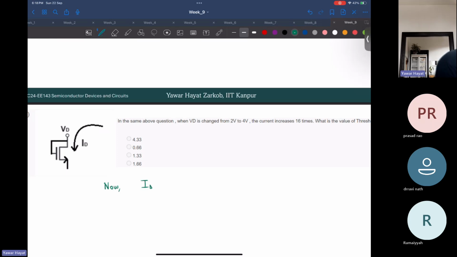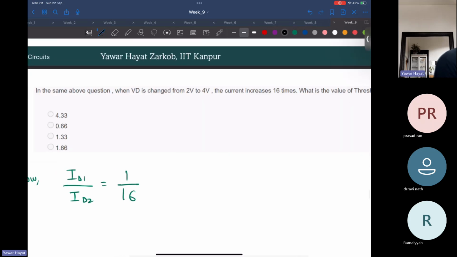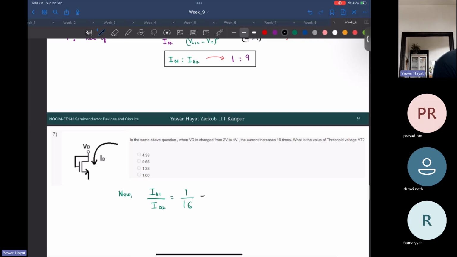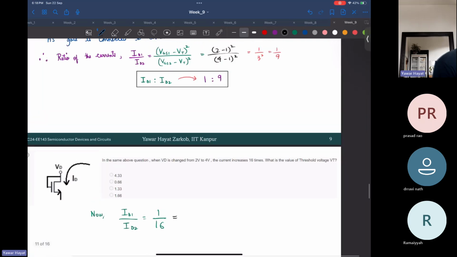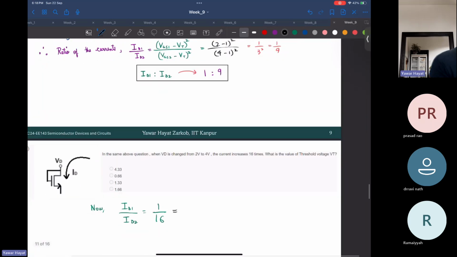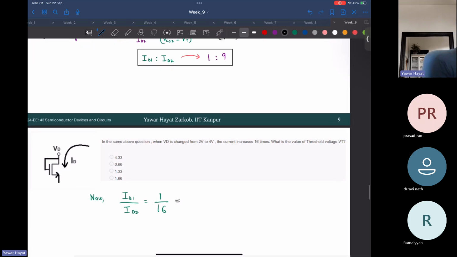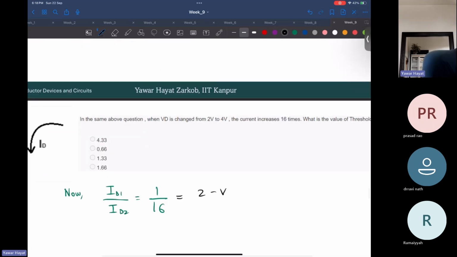So your ID1 by ID2, what is that equal to? That is your 1 by 16. And that is equal to, it goes from 2 to 4, right? So this would be 2 minus Vt whole divided by 4 minus Vt square.